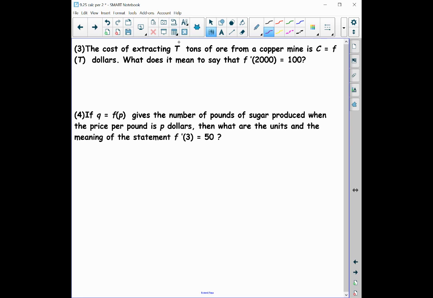So the cost of extracting T tons of ore from a copper mine is C equals F of T. So C is the output, T is the input. The cost is in dollars.